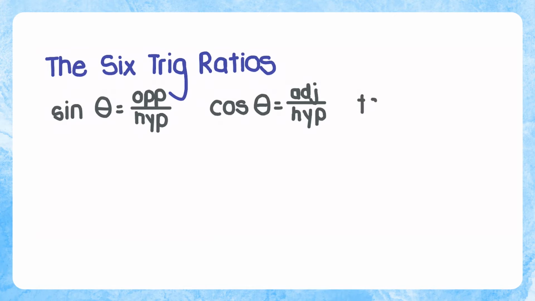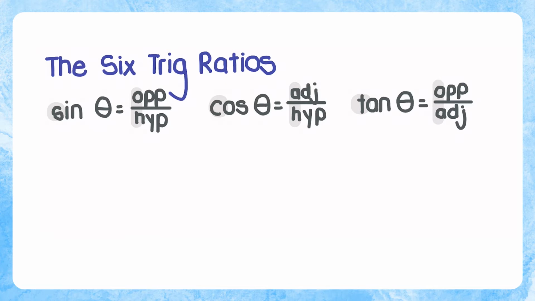We also have tangent of theta, which is the opposite side over the adjacent side. So here are the original 3 trig ratios. And remember, we've been using the idea of SOHCAHTOA to help us remember these 3 trig ratios.